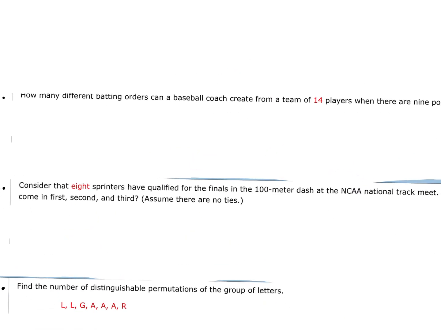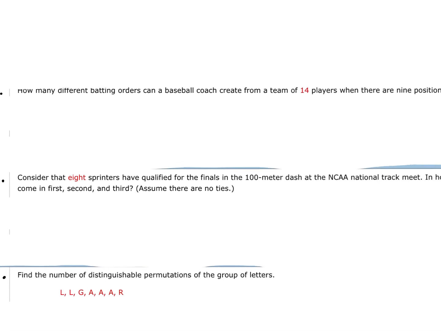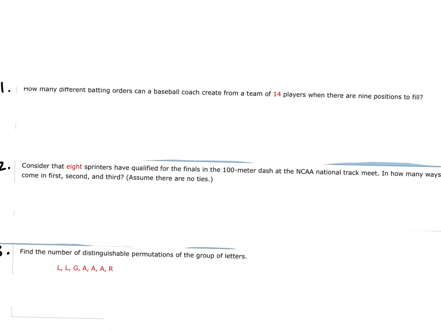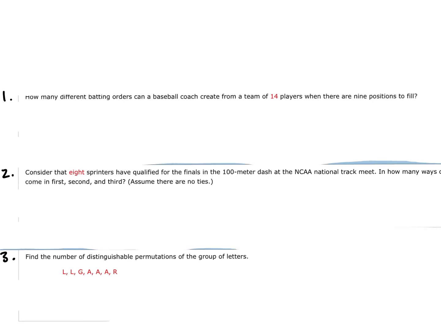So if you look at a question like this, it says, how many different batting orders can a baseball coach create from a team of 14 players? There's 9. Is this a permutation or a combination? Does order matter or not? Think about a batting lineup. Does everyone bat at the same time? No, there's somebody that has to go first, somebody has to go second, somebody has to go third, right?